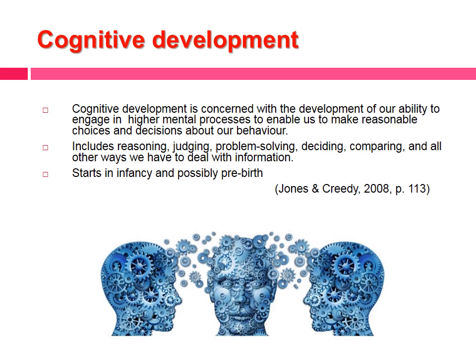So cognitive development is concerned with the development of our ability to engage in higher mental processes, to enable us to make reasonable choices and decisions about our behaviour. So cognition includes reasoning, judging, problem solving, deciding, comparing, and all of the other mental processes that we have to deal with information. Cognitive development starts in infancy and extends throughout the lifespan. Many theorists also believe that cognitive development could possibly start pre-birth, but this particular area hasn't been researched as yet.